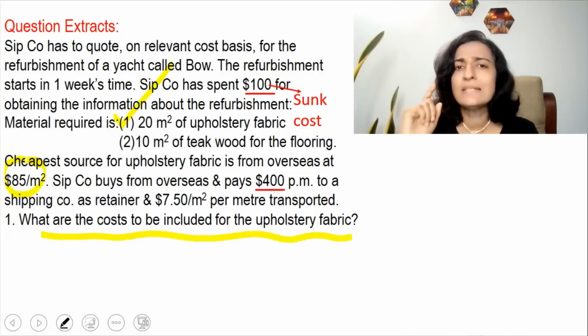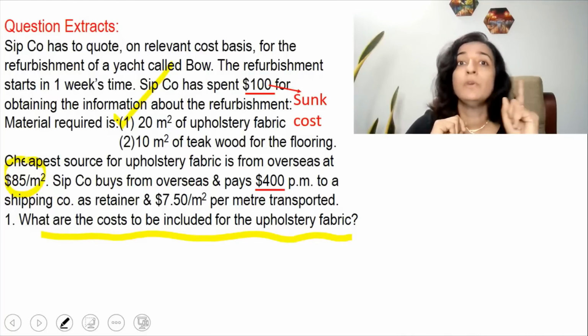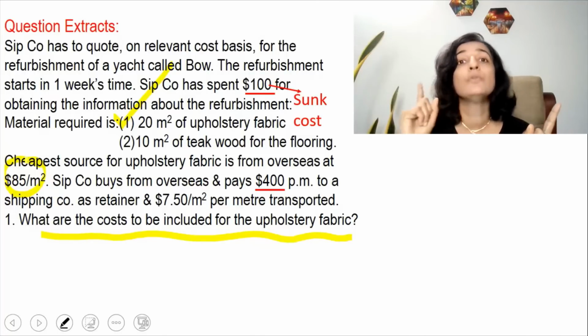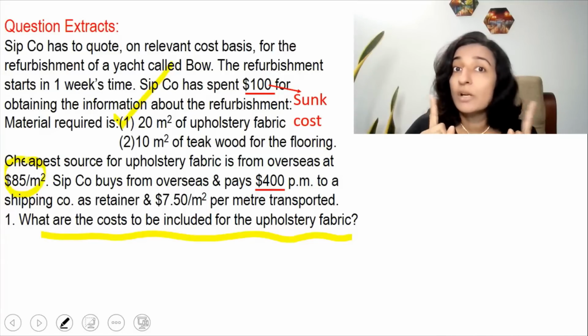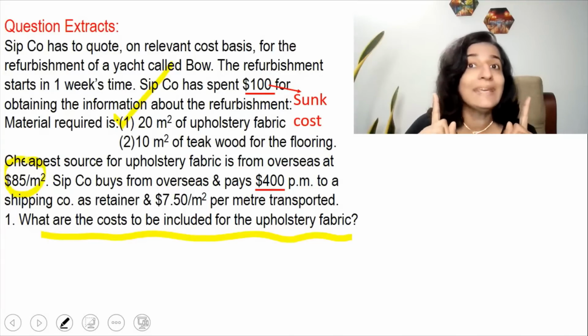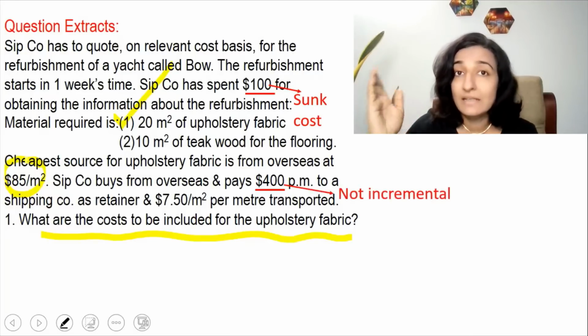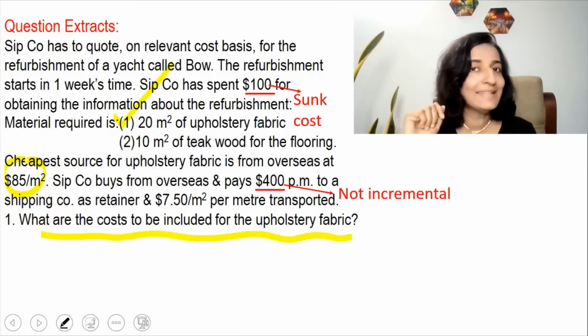Okay, so this $400 we have to pay even if we do not renovate the yacht. That is, whether you renovate the yacht or not, you will still have to pay $400, which means that it is not different between the options. It is not different means it is not incremental. And we know that if it is not incremental, it does not satisfy the basic feature of relevant costing, and hence it is completely ignored.